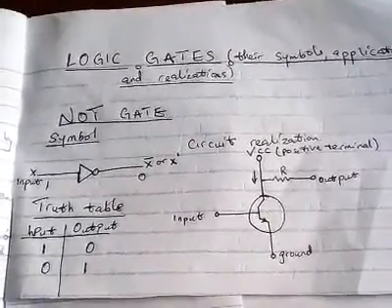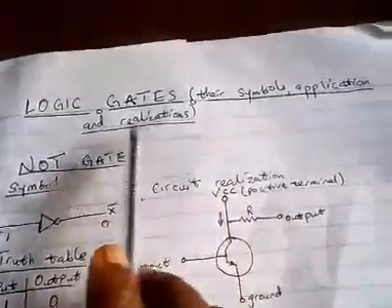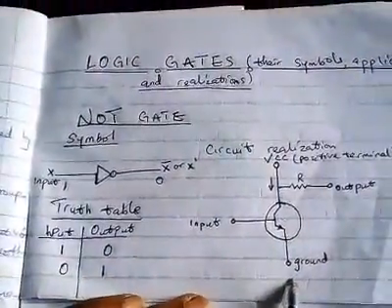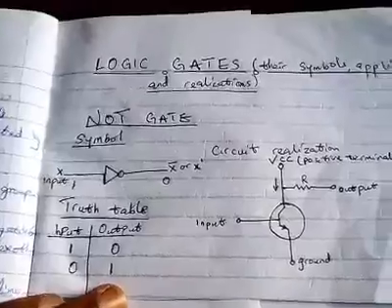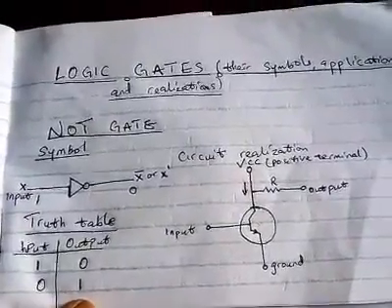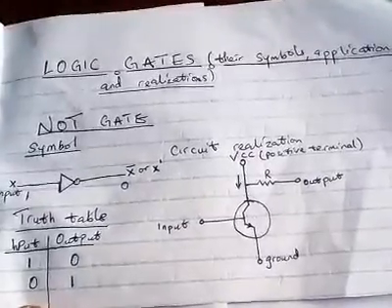Today we are going to be teaching on logic gates: their symbols, applications, and their realizations. So now we have about 6 kinds of logic gates, but today we are going to be starting with the simplest logic gate, which is the NOT gate. The NOT gate can be regarded as the simplest or most basic logic gate.